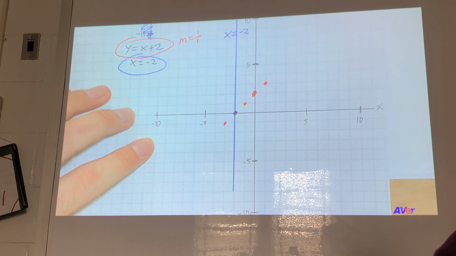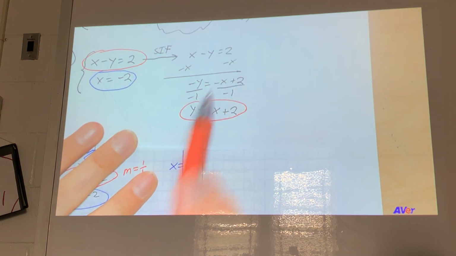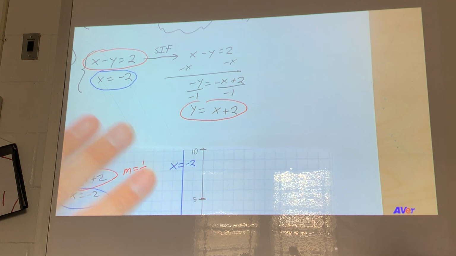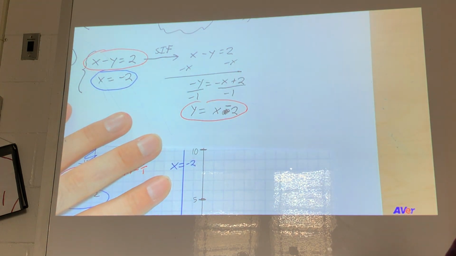Why am I doing this wrong? This looks very much correct. Hold up. Oh, that's what I did wrong. Sorry. Go back up here. When I divide negative 1 into 2, what should this be? Negative 2. Yeah. Thank you. I thought I did something wrong. Next time that happens, please call it out so I don't screw it all up.